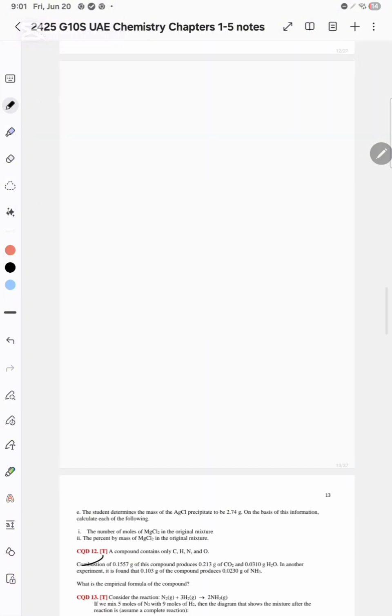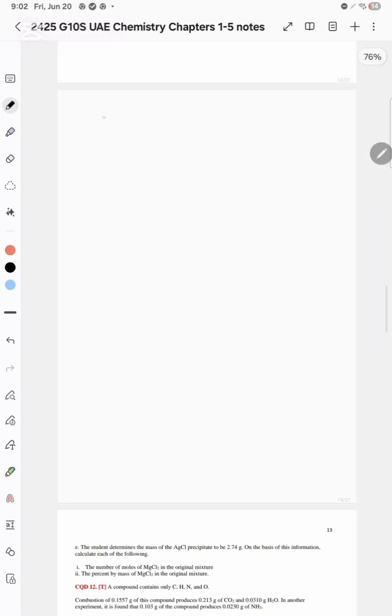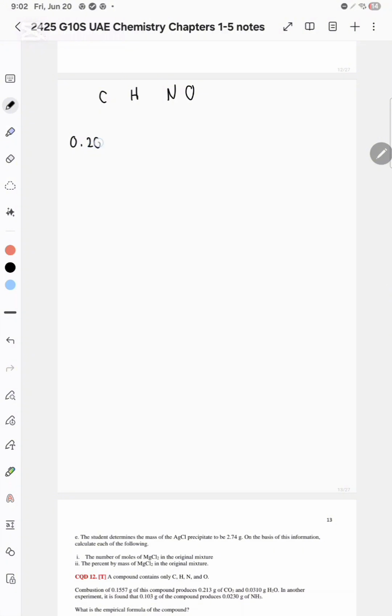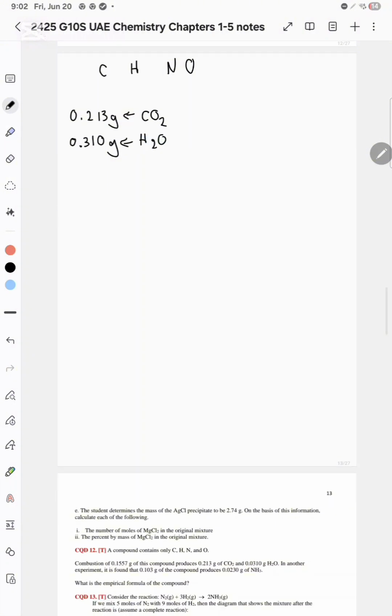So let's read the question. It's about down here. So combustion: we have a compound that has C, H, N, and O, and we combusted 0.1557 grams of this compound. It produced 0.213 grams of CO2, 0.310 grams of H2O, and in another experiment, we found that 0.103 grams of the compound produces 0.0230 grams of NH3. Good. So now, what do we know?